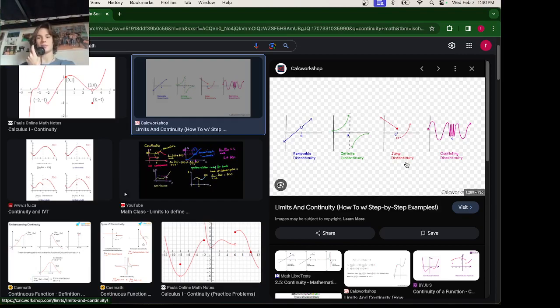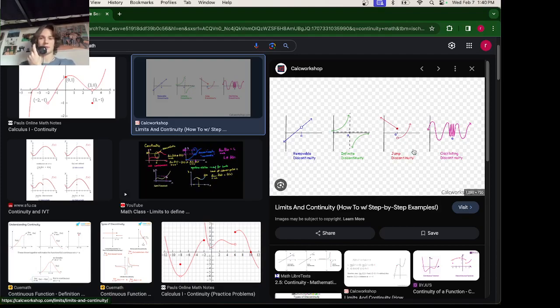And then we have jump discontinuity, which is basically like, I mean, you see the graph. It goes and then it's like, I'm going to go down here. And so even though it's still technically moving constantly, because this area does not line up with this area, it's discontinuous.